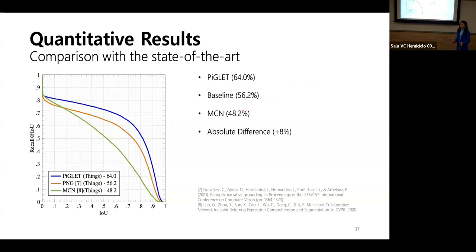We also did a comparison with the state-of-the-art models that were developed for the previous version of the problem, which was referring expression segmentation. Since this task is focused only on things categories, we disaggregate the performance just for that to make the comparison fair. PNG is the model that was listed there for the previous task. We can see that our baseline and PiGLET both outperform it significantly.